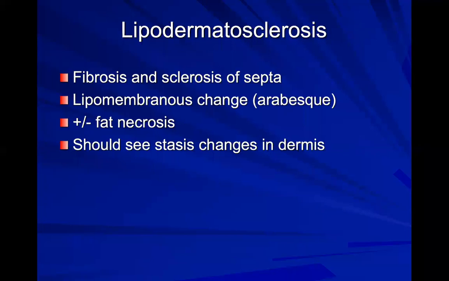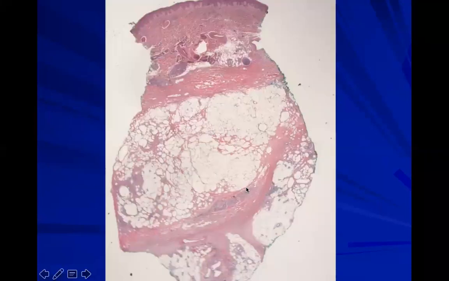Lipodermatosclerosis we talked about. Late, you're going to see fibrosis and sclerosis of the septa. So it's important to remember that there's actually stages in lipodermatosclerosis, and I've had a few cases where early on you should know that it really is tender and nodular and can be very difficult to distinguish both clinically and histopathologically from erythema nodosum. But over time, you're going to have this fibrosis and sclerosis of the septa and the lipomembranous change that we talked about earlier, and you may or may not have fat necrosis, and you should see evidence of stasis changes in the dermis.